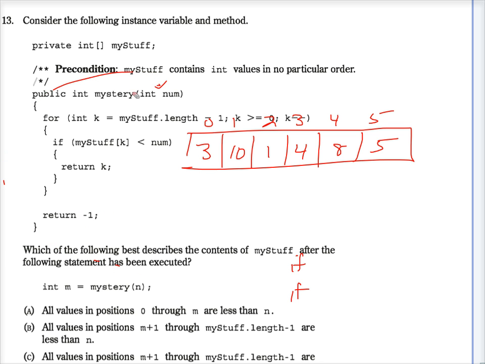So, redoing a test case or two of this algorithm, let's just say that n is 15. N is equal to 15. And we run this code, where then, of course, num is 15. And k starts out at length -1, which would be a 5. And we look to see what's in position 5. It's also a 5. 5 is less than 15. That's true. And k is currently 5. So a 5 gets returned, and m ends up being 5.